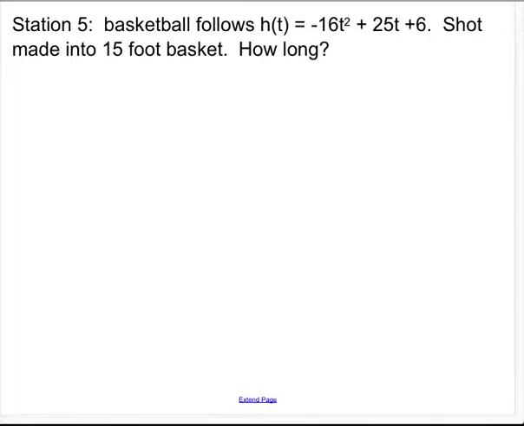Station 5, this was the one with the basketball that follows the path, and the shot is made into a 15-foot basket. So remember, h of t represents the height. When the basketball lands in the basket, it's 15 feet off the ground. So we substitute 15 for h, and the question is how long? T represents time in seconds.